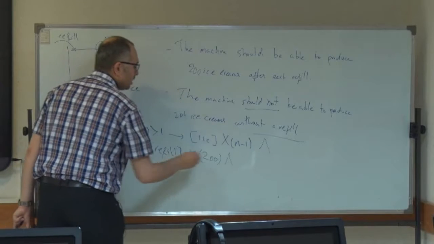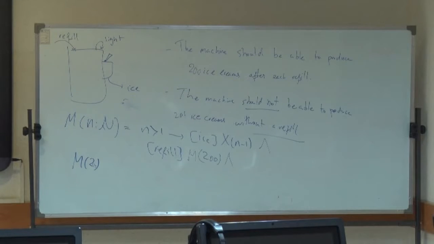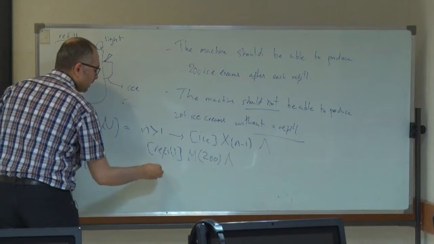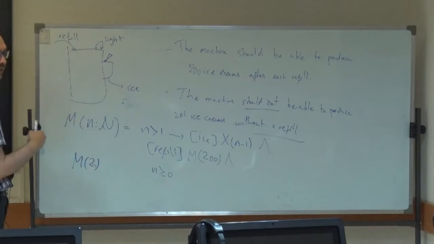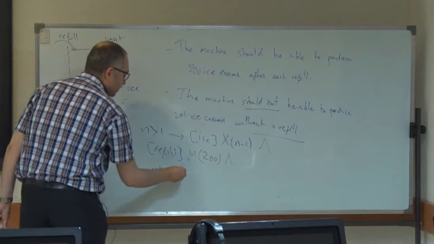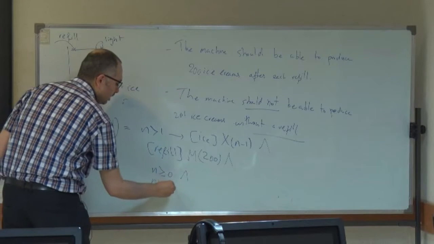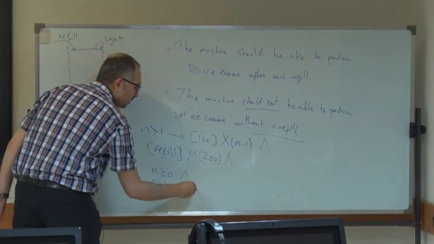And n is always, for example, greater than 0. So you can never go below 0. That's what we wanted to specify. You can never produce, for example, 201 ice creams in a row. And if n is greater than 1, then it should be possible to do an ice cream.